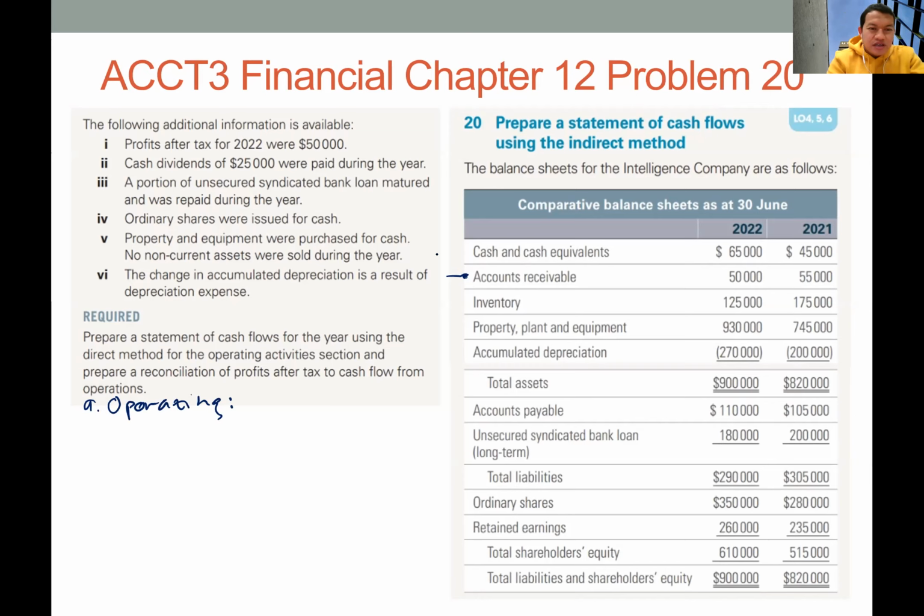Unfortunately, we don't have the sales information. So maybe something wrong with the equation. So the sales is missing. So we cannot calculate this operating section at the moment. So let's leave it for now, and then let's move to the investing section.